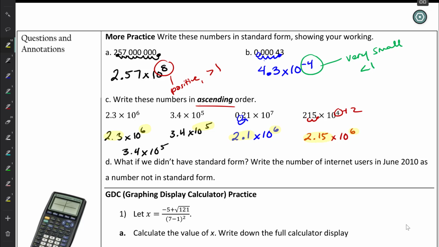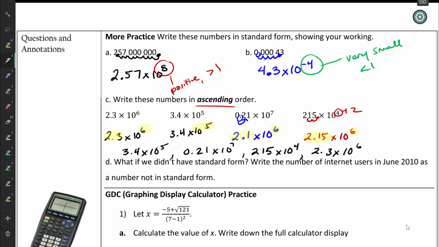2.1, 2.15, or 2.3. 2.1 is the smallest one, and that was written as 0.21 times 10 to the 7th. Since I'm told to write those numbers, I'm going to keep it in that original form. The next one, 215 times 10 to the 4, or the 2.15 times 10 to the 6. That was our next smallest one, or our next biggest one, I should say. And then finally, we have 2.3 times 10 to the 6. And that is in ascending order.